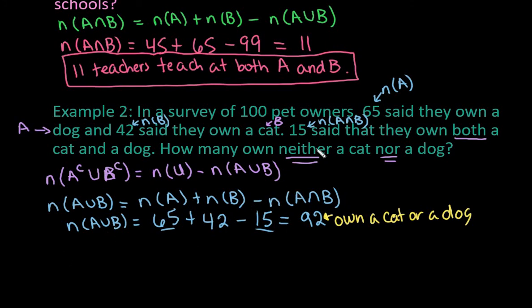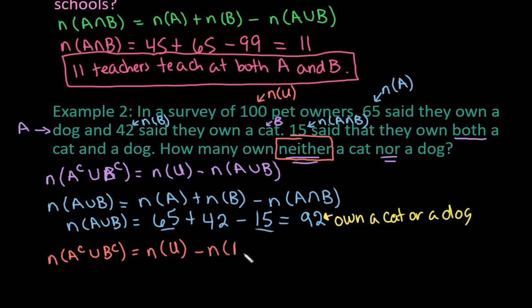So what we're going to do now is we want to find the neither part. So we want to find the complement of this. Okay, so again, we already wrote down the symbols. So we're saying that not in A or not in B is going to be the number of people that we surveyed. So remember, that's the number in U, the number in the universal set, the number of people surveyed, minus the number that either own a cat or a dog.